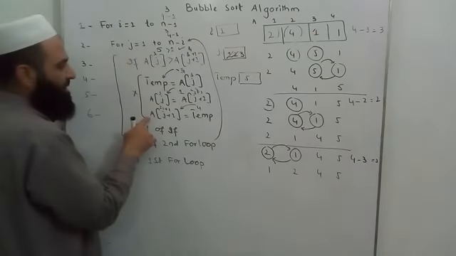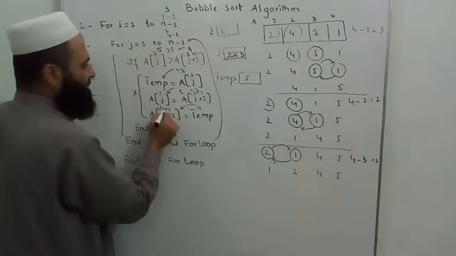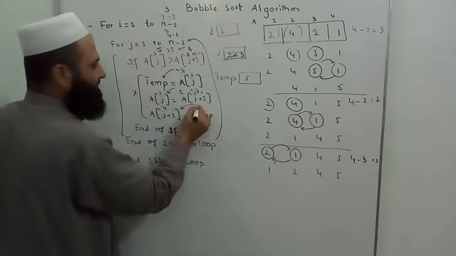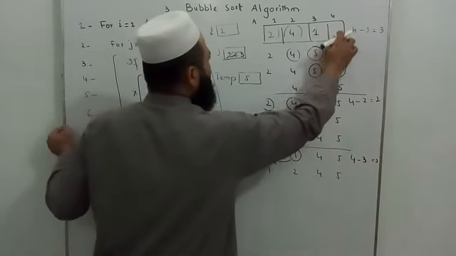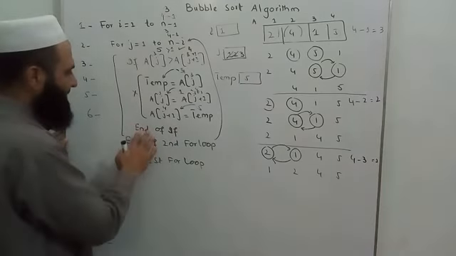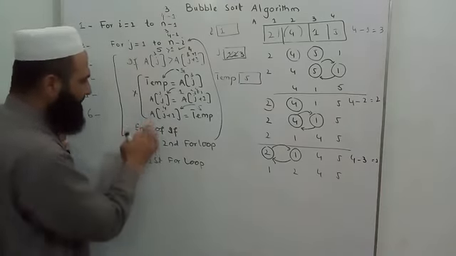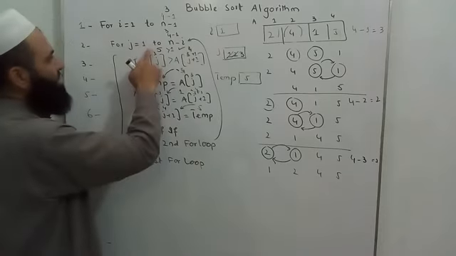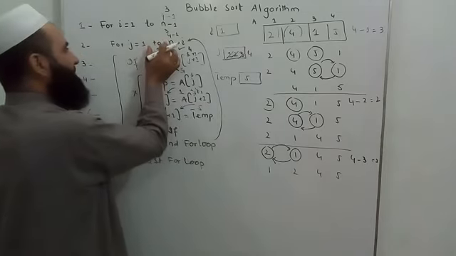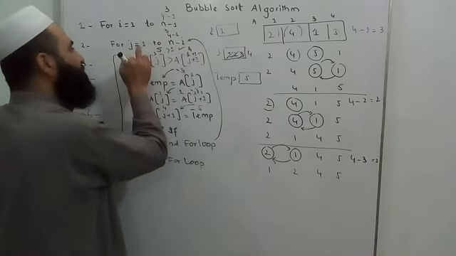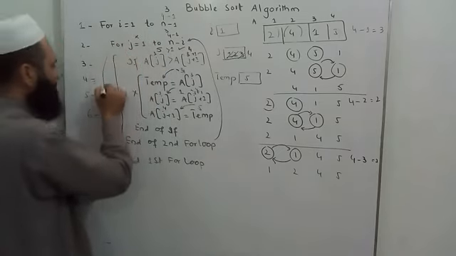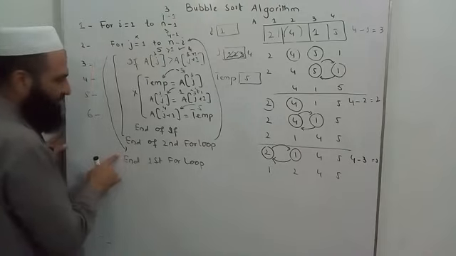1 is assigned here. Now a of j plus 1, j value is 3, 3 plus 1 means 4. At the 4th location we will assign temp. Temp contains 5. 5 is assigned to a of 4. After exiting this if statement, it will go to the condition again. J value will be incremented. It becomes 4. Now the condition is false because this loop is true for 1, 2 and 3. That's it. So it will go outside of this second for loop.